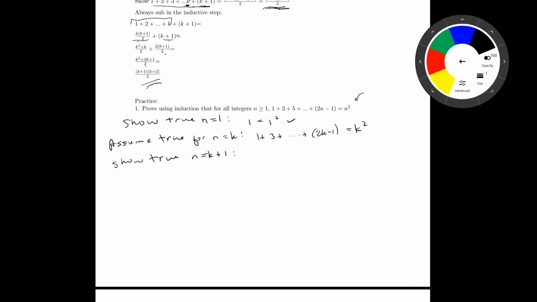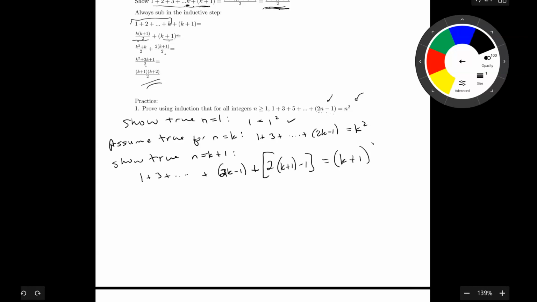What you want to do is make sure you write out the first k terms. So 1 plus 3 plus, and here's the kth term. Whoops, shucks, I meant to write a 2. Let me try that. A 2k minus 1. So that's the kth term plus, right? That's putting in k into here. Now I want to put in k plus 1 into here. So I'm going to go super slow. So 2 times k plus 1 minus 1, equal k plus 1 squared.